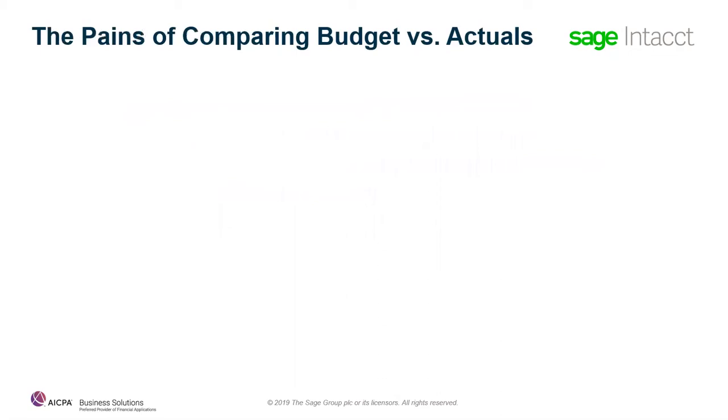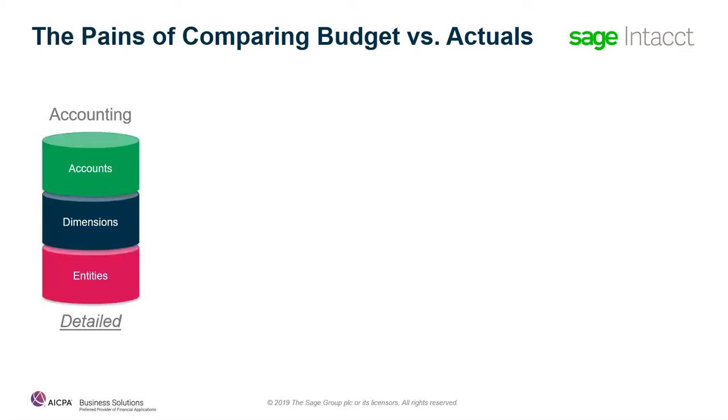So when it comes to budgets and setting financial goals for the business, finance needs to know how the company is doing. And one of the most common ways of doing this is by comparing budget versus actuals. At Sage Intacct, where we've spoken with thousands of CFOs and helped them improve the business, here's what we noticed. You have your actuals, and it's in the accounting system.